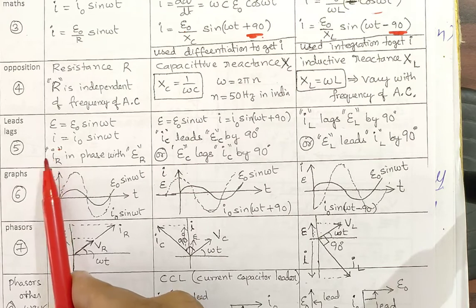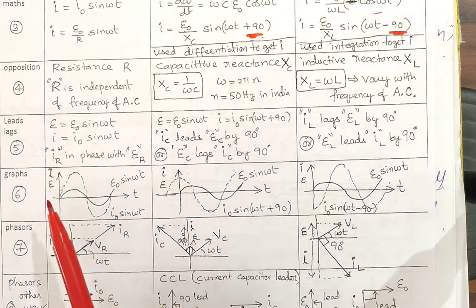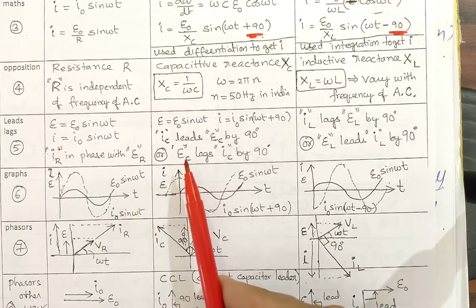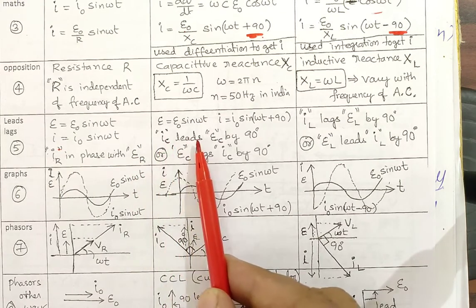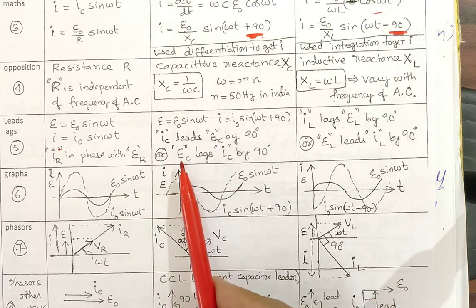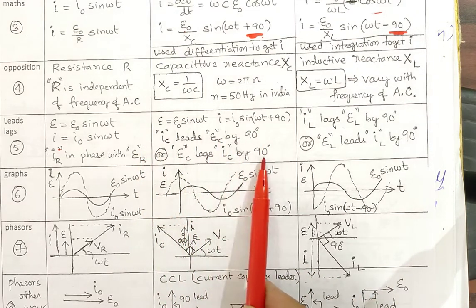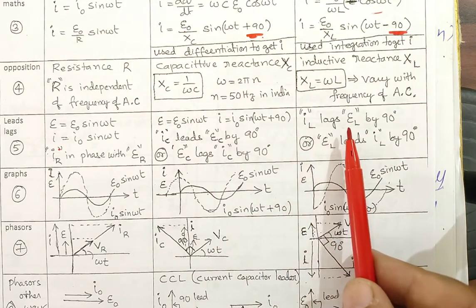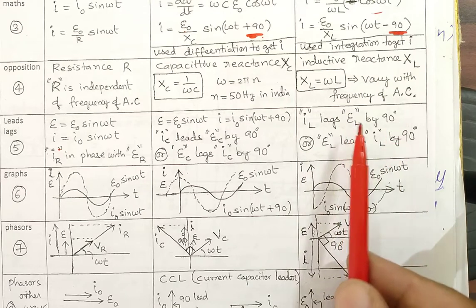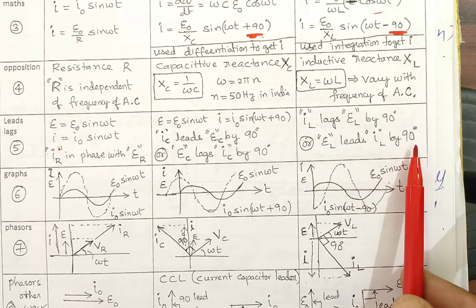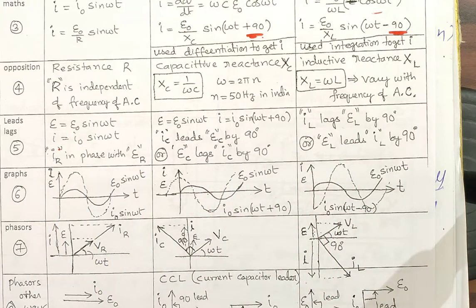Current in a resistor is in phase with EMF in the resistor. Current in the capacitor leads EMF in the capacitor by 90 degrees. Conversely, you can also say EMF in the capacitor lags current in the capacitor by 90 degrees. Similarly, current in an inductor lags EMF in the inductor by 90 degrees. Conversely, we can write EMF in the inductor leads current in the inductor by 90 degrees. Remember any one of them, the others you can just follow.